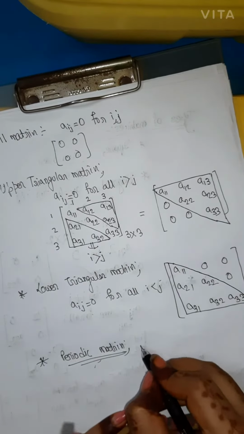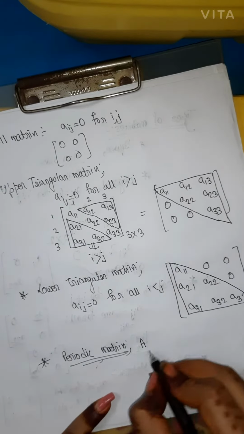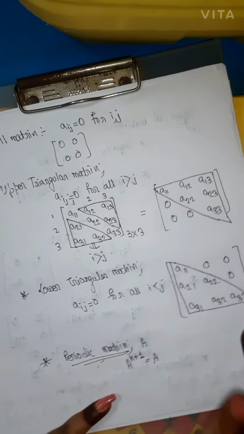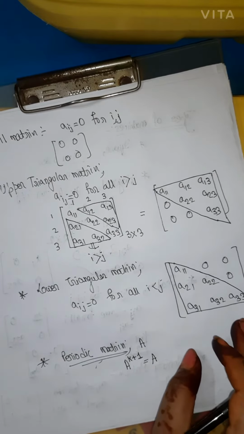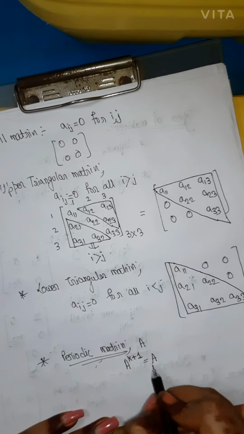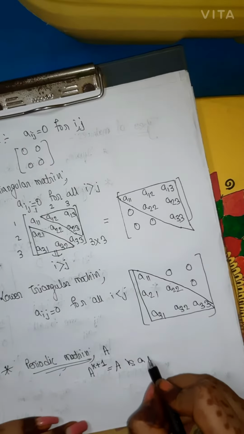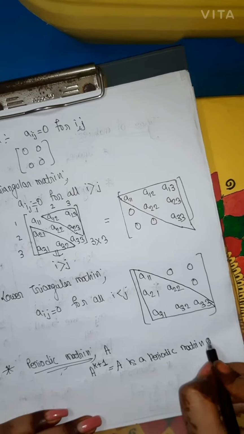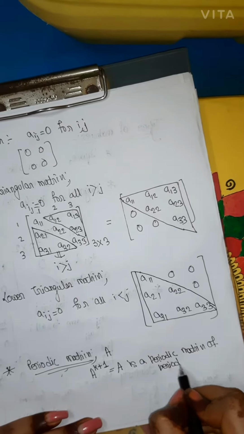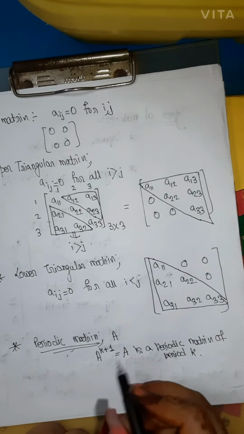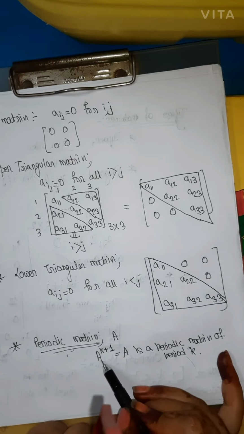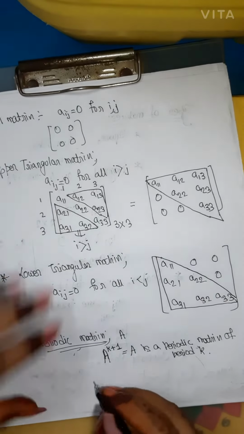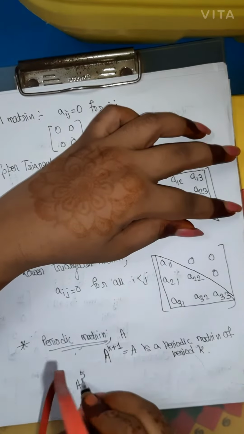Let us say a square matrix A for which A to the power k plus 1 is equal to A, where k is some real number. This is a periodic matrix of period k. So, let us say a matrix A to the power 5 is equal to A.